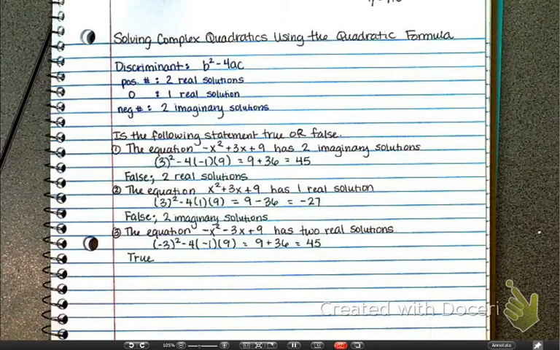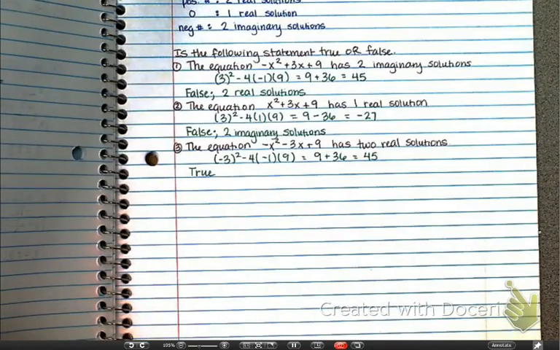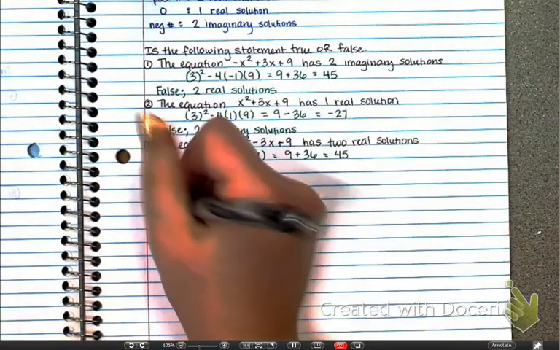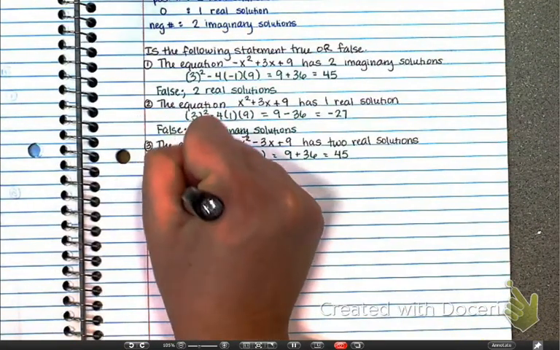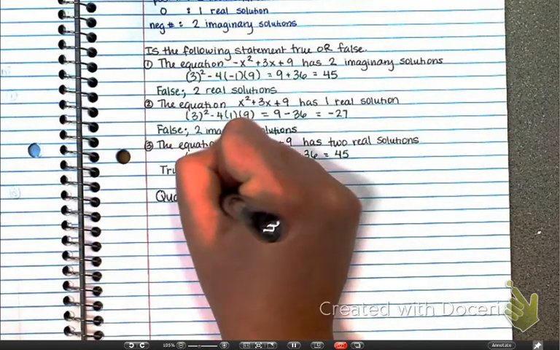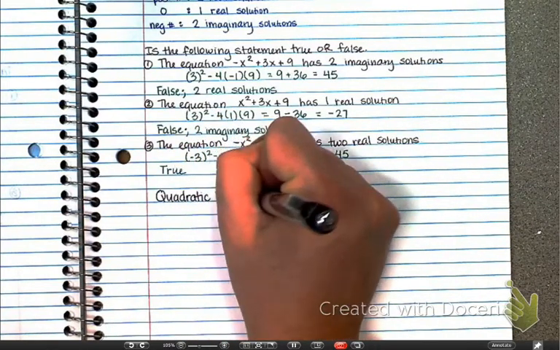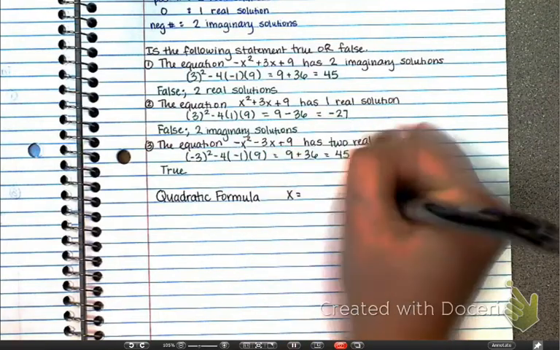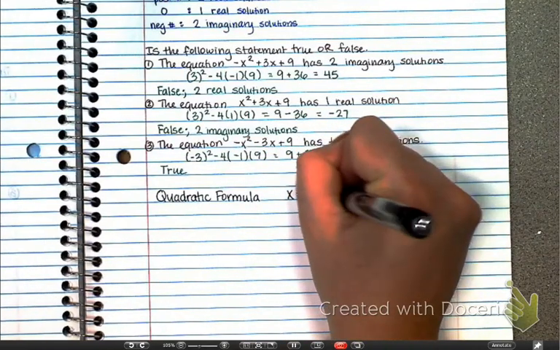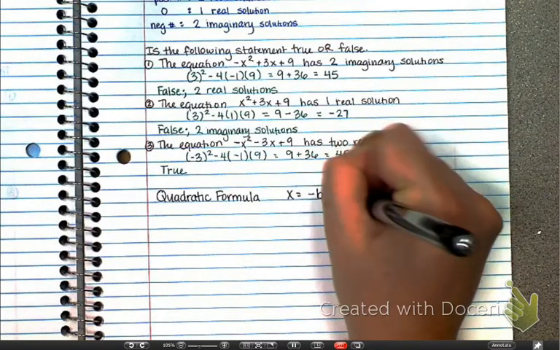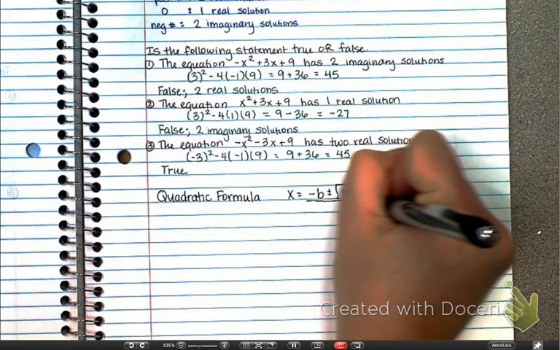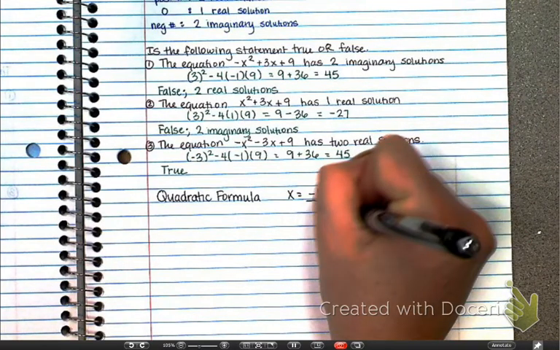Any questions about using the discriminant to determine if those statements are true or false? Okay, so let's remind ourselves of the quadratic formula for those of us that have forgotten it. You remember it? So quadratic formula, because you're going to need it. X equals negative b plus or minus the square root of b squared minus 4ac all over 2a.